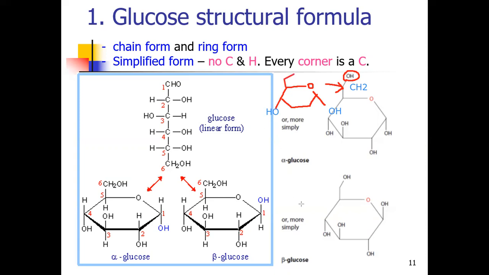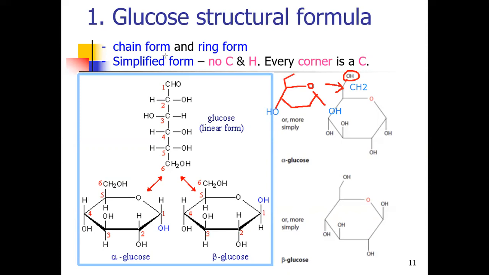All right, so this is a special antenna on the head. So this is how you can remember the structure of an alpha glucose. Two hands are pointing downwards. There's a cap on the head and an antenna on the head.